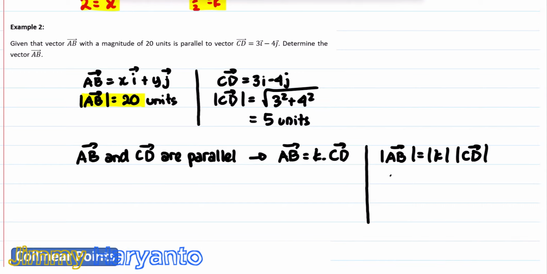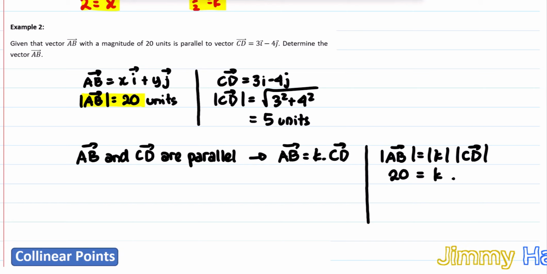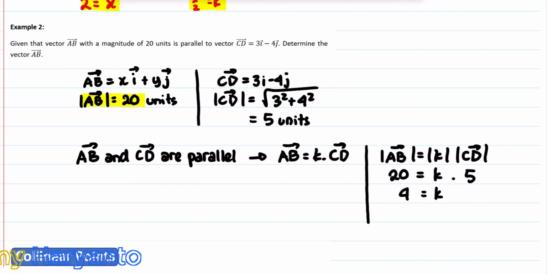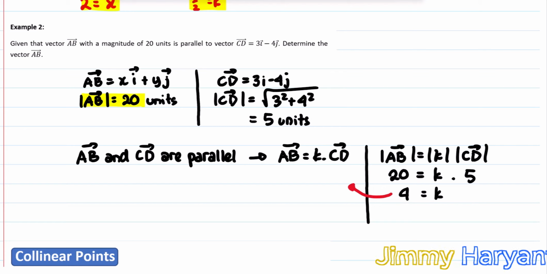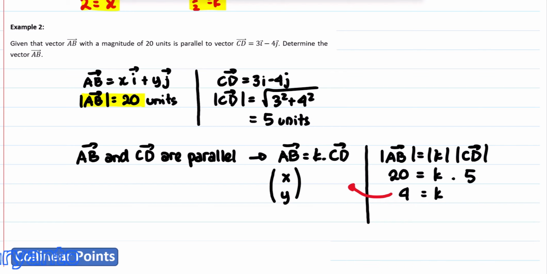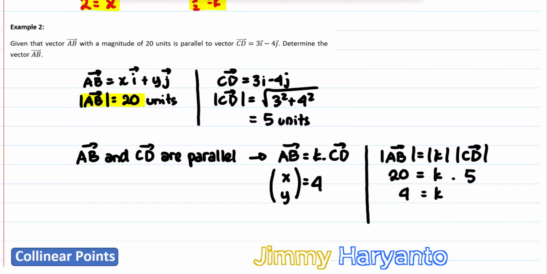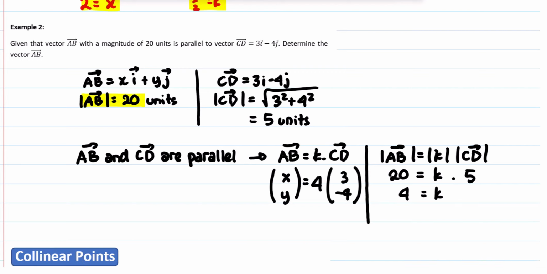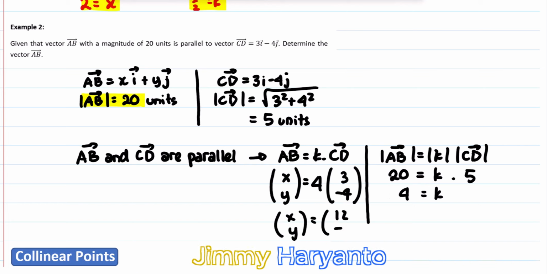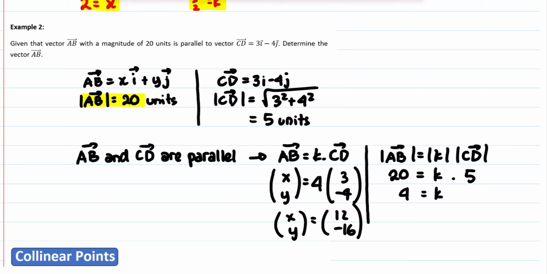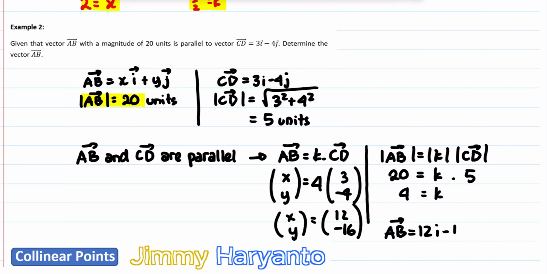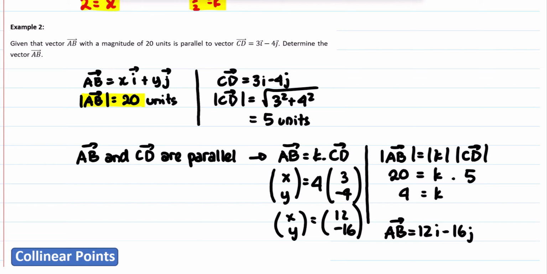Okay, so the magnitude of AB will be 20. The value of K we don't know yet. The CD equals 5, so K equals 4. Because we already have the K, we can use it on the first equation. So we don't know AB, let's write it in column factors like this. The K equals 4, and then the CD is 3 and negative 4. That means the XY is 12 and negative 16, and that also means the factor of AB is 12i minus 16j. There you go.